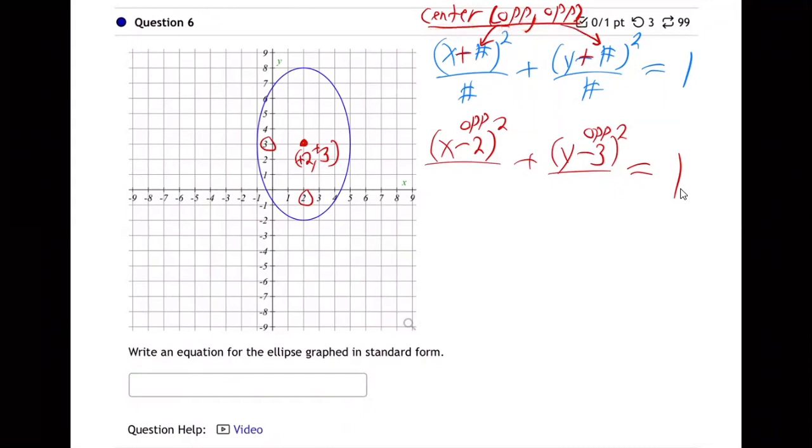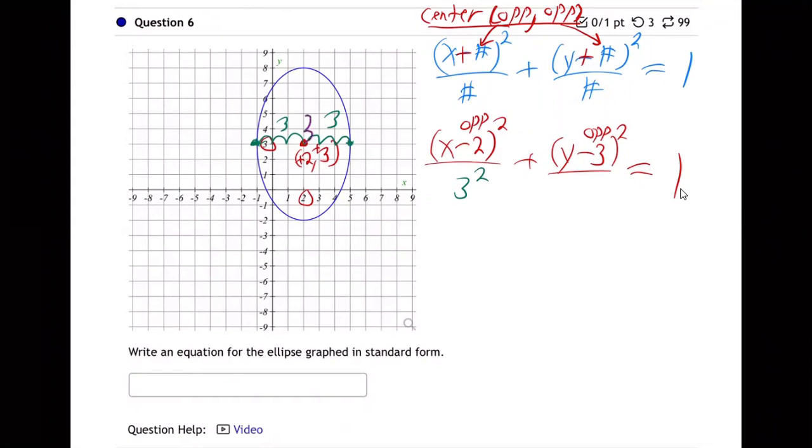Now, what about this number and this number, which go under x and y? What are they going to be? Well, we just have to count. For x, we just go from the center: 1, 2, 3. It's 3 this way, and 1, 2, 3, 3 that way. So it's 3 to the edge each way. So this is 3 squared. It's under x because that was right and left.